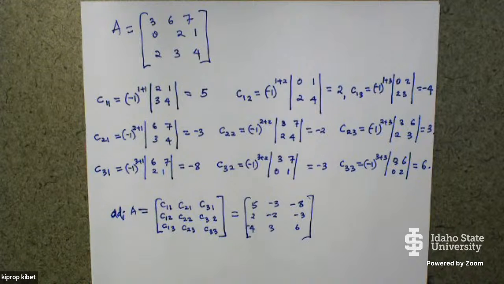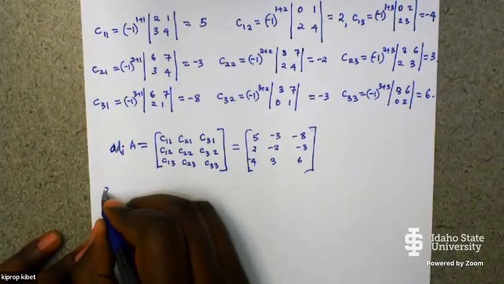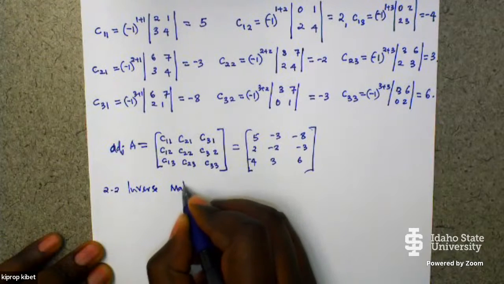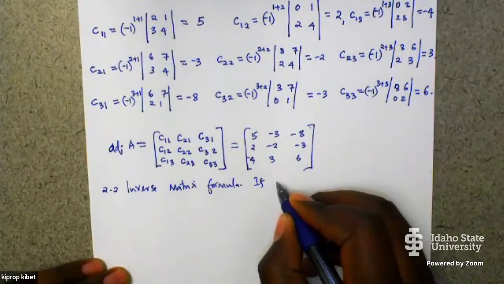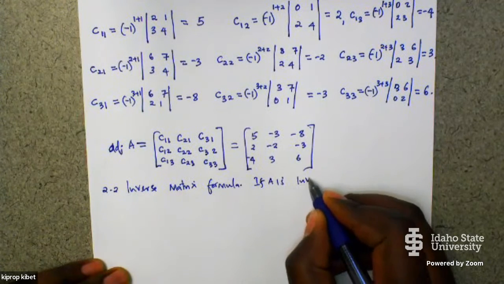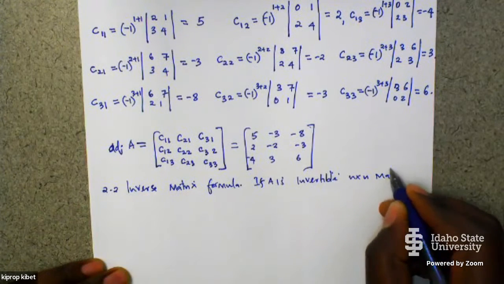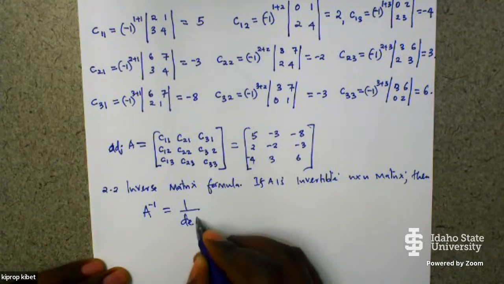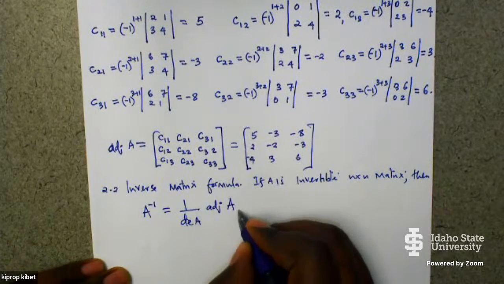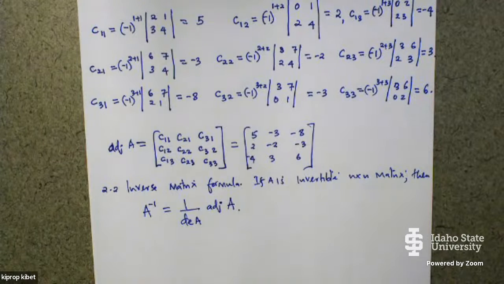Okay, now, how do we get the inverse of this matrix? To get the inverse, it is 2.2, the inverse matrix formula. Now, if A is an invertible n by n matrix, then A inverse is the same as 1 over the determinant of A, multiplied by the adjoint of A. Okay.